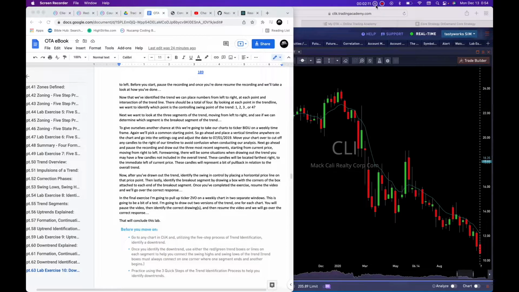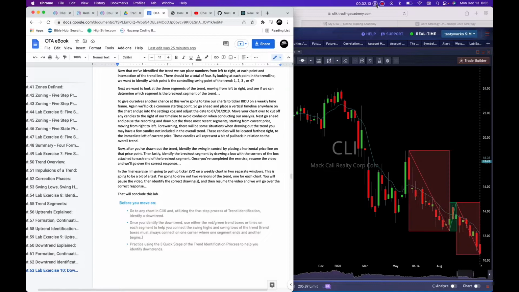All right, and the correct answer is... All right, now as you can see here, we have our 3 most recent segments coming from current price. Working from right to left, we come up here, stop, then we come back down, and then we come up, okay? And then from there, we work our way back toward current price, seeing that we have a first segment being a down segment. Second segment is an up segment, which is a pullback. And then the third segment, we have another down segment, okay?